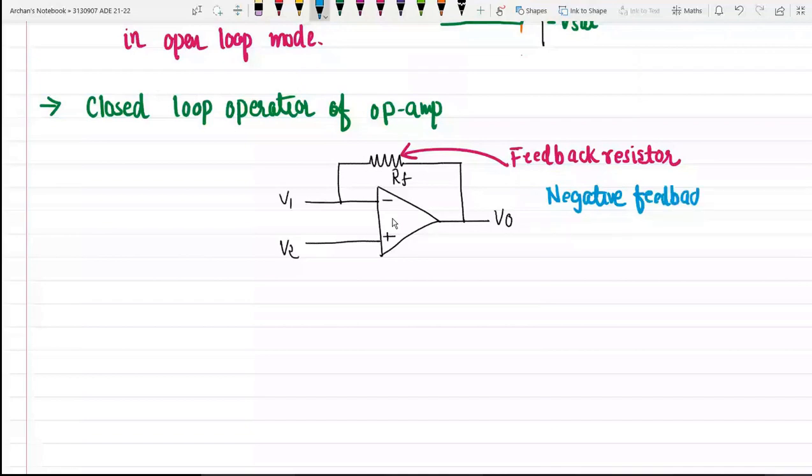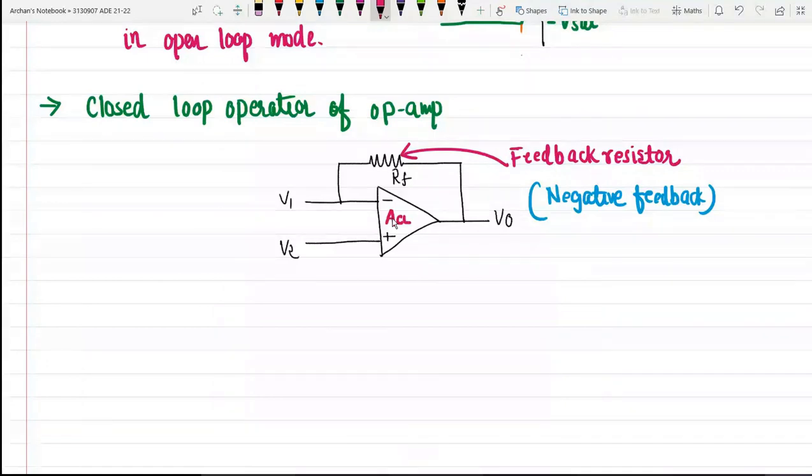Generally we will find almost all our applications with negative feedback, because negative feedback helps us in controlling the gain of the operational amplifier. The gain resulting with this feedback is now called the closed loop gain. So in place of open loop gain, we now have closed loop gain, and this feedback resistor RF helps us reduce this gain.